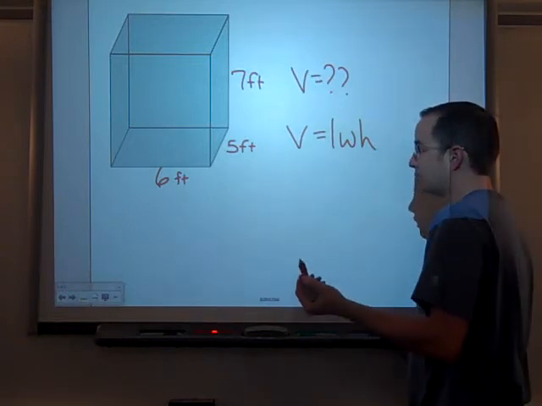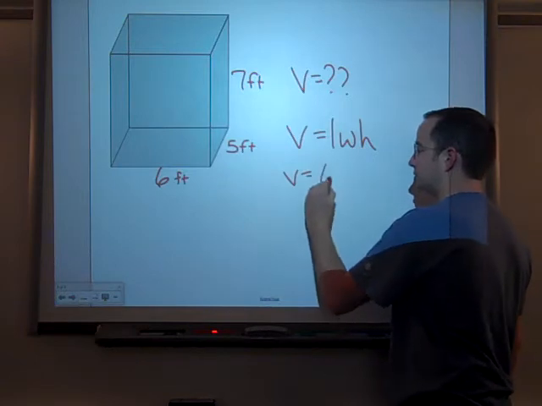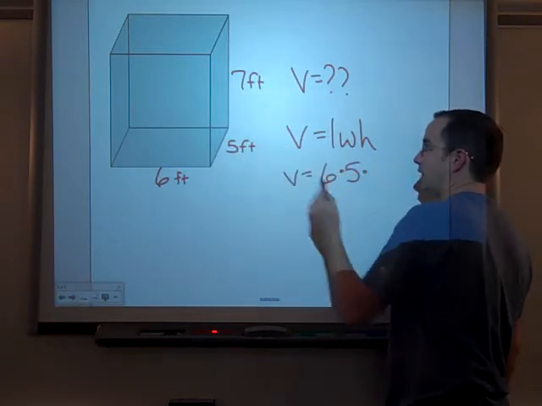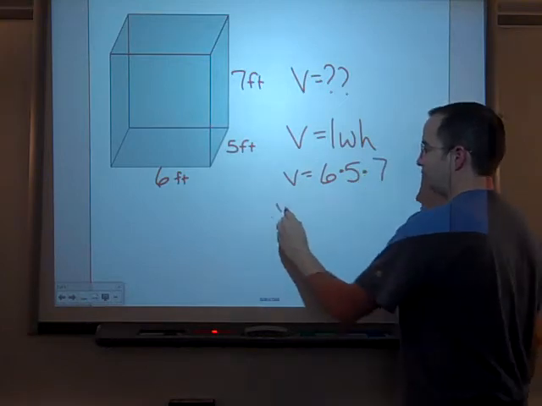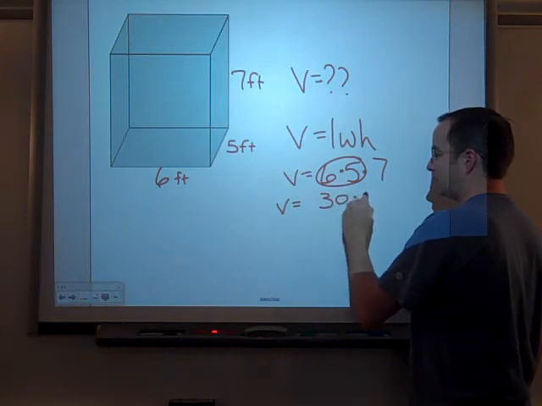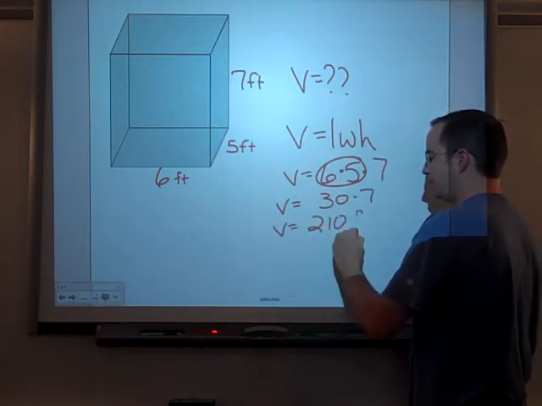So here we go. Let's just plug it in. Volume. Here's a length, here's a width, and then there's the height. So volume equals, let's do the first step together, 30 times 7. And now volume equals 210 feet.